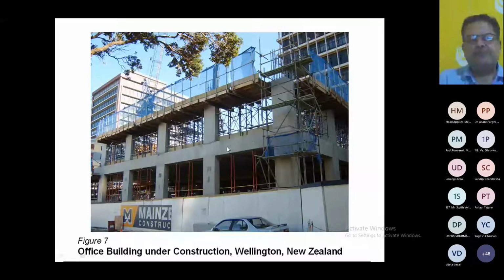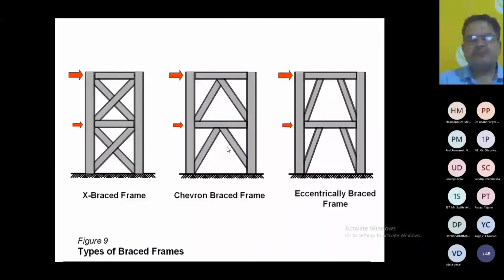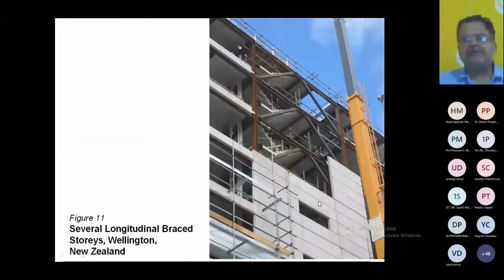You can see in a close view, when we are talking about the braced frames, the different types of bracings available: X brace, chevron brace, eccentrically braced frames, right? And you can see this application in the real structure. The bracings are provided, right?